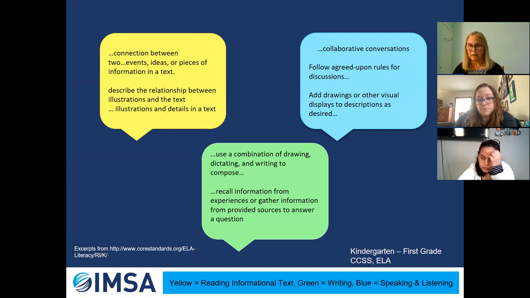So, okay. What I tried to do here was look back at ELA standards and just pull little pieces out. And you can see this is the K through first grade. We have reading consistently in the yellow box, the writing in our green, and then the blue is speaking and listening. So again, these are just pieces of standards from Common Core that I felt were very applicable to what we're going to talk about today.